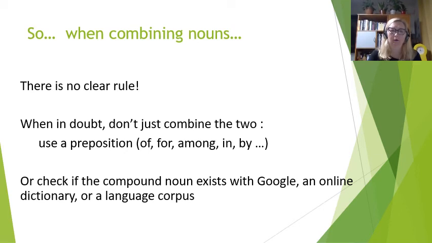Okay, so wrapping everything up here. When you're combining nouns, there's no clear rule as to which ones have to go together, stuck together, separate, with a hyphen, with ing. Okay, you have to know that specific combination. If you don't know that that specific combination exists, don't just put two words together. Okay, use a preposition like all the examples I gave. Put them together with a preposition in a construction, or if you can, check if the compound word exists with Google, an online dictionary, or language corpus.